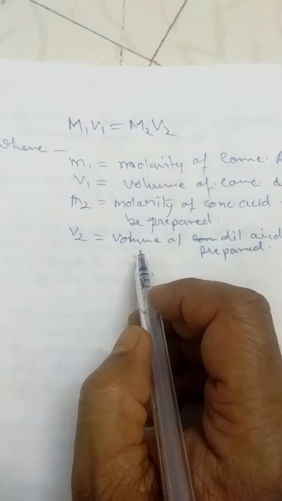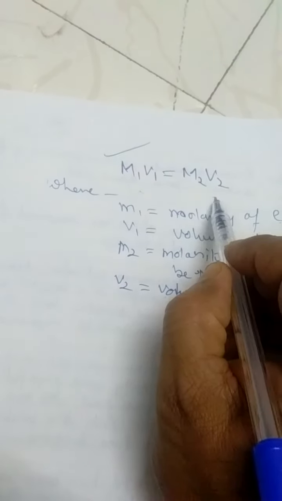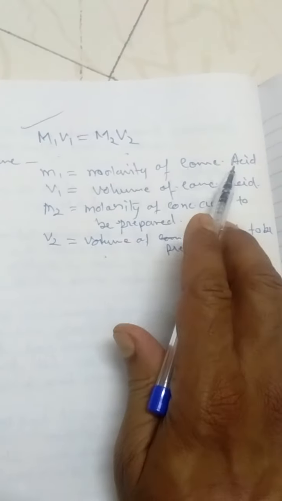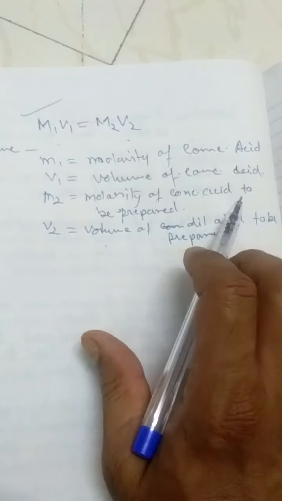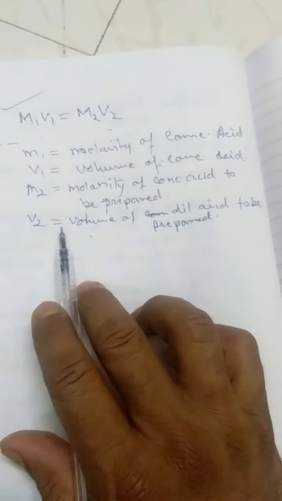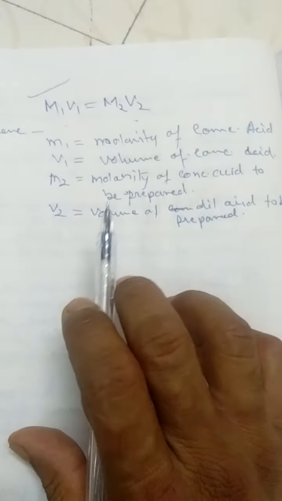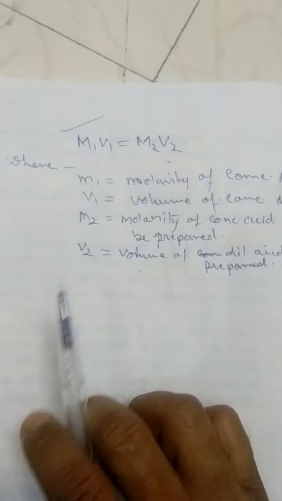In the next preparations, we will prepare the molar solution by using the same molarity equation. You have seen that M1 is the molarity of the concentrated acid, V1 is the volume of concentrated acid, M2 is the molarity of the acid to be prepared, and V2 is the volume of diluted acid to be prepared. The overall procedure is the same, but the calculation is different. You will apply this formula for the calculation, and the rest of the procedure is the same.